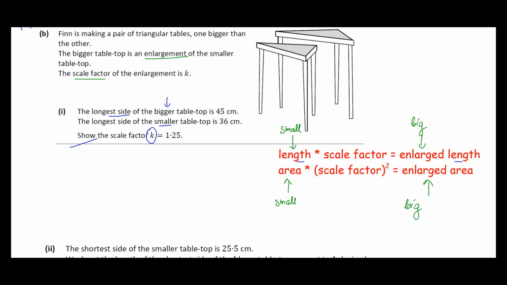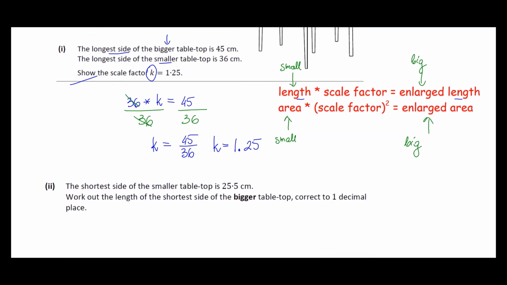So how do we get that? We are talking about the length. We take the small length, 36, and multiply by the scale factor k, which equals the enlarged length, in this case 45. Now we want the value of k, not k multiplied by 36, so to eliminate multiplication, we divide both sides of the equation. Therefore, k equals 45 divided by 36, and when we put that in the calculator, we get 1.25. So that's the scale factor.